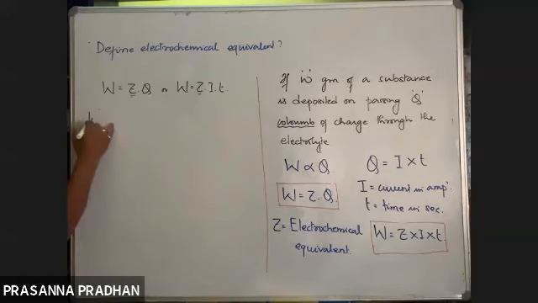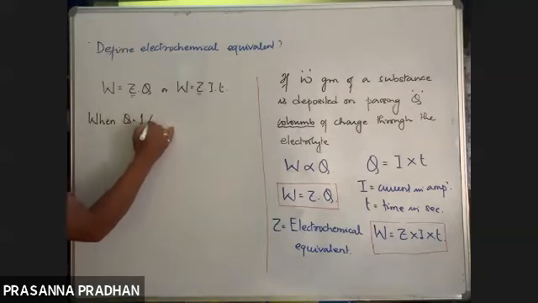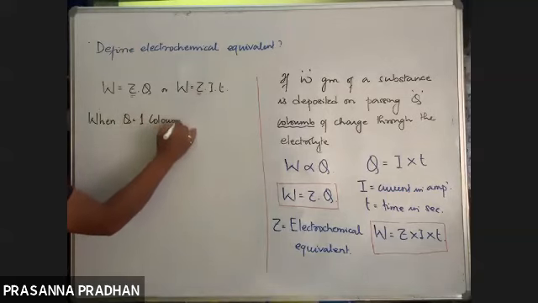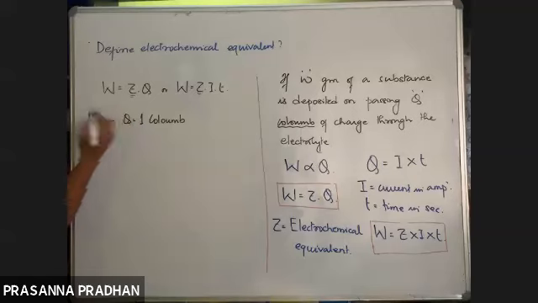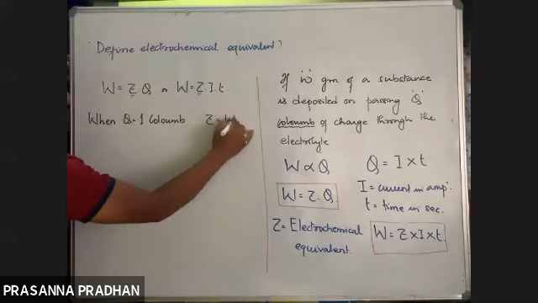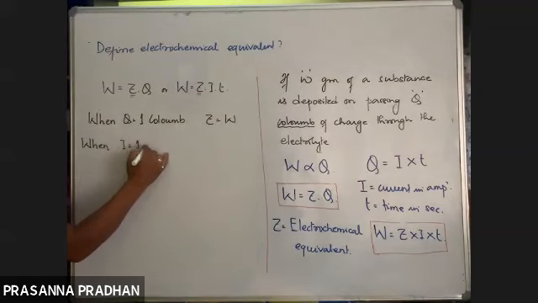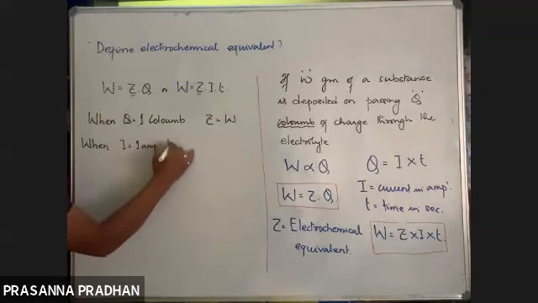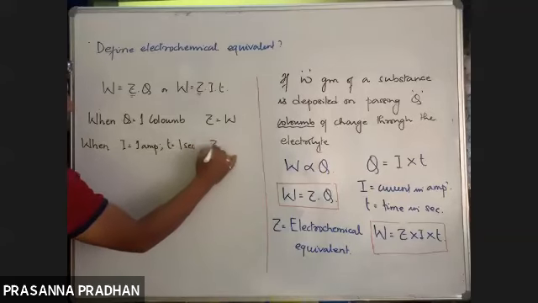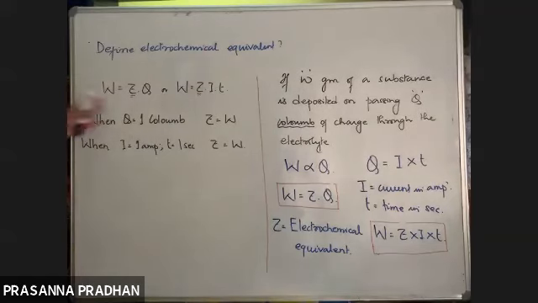So when Q equals to 1 coulomb, Z is going to be W, or when I equals to 1 ampere, T equals to 1 second, again Z is going to be equal to W. So we must take into consideration both these formulas.